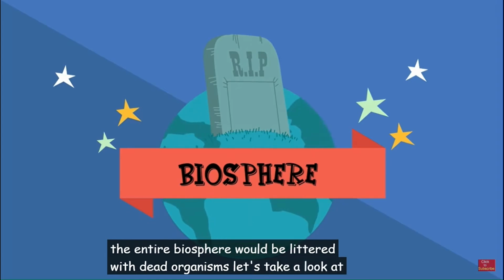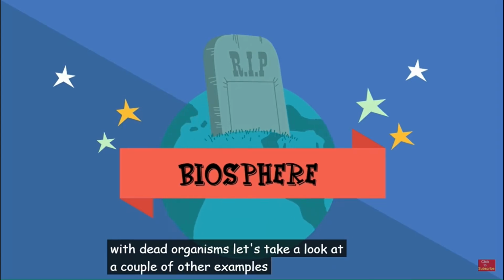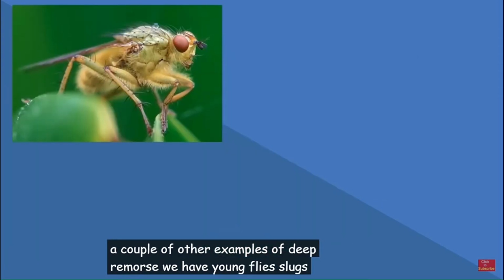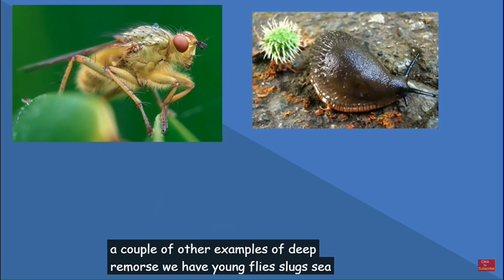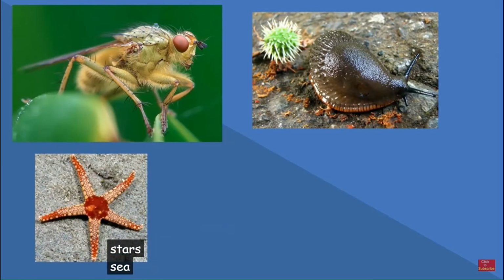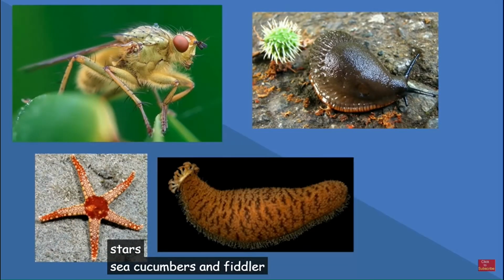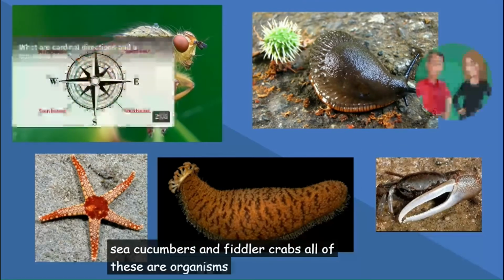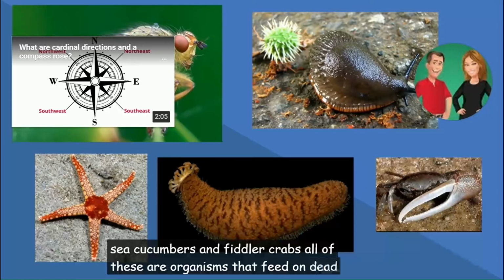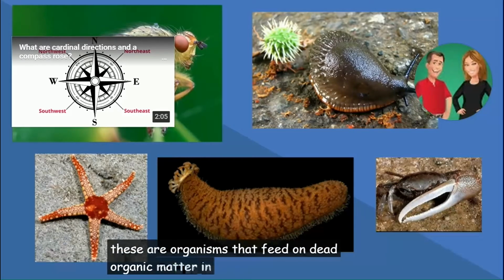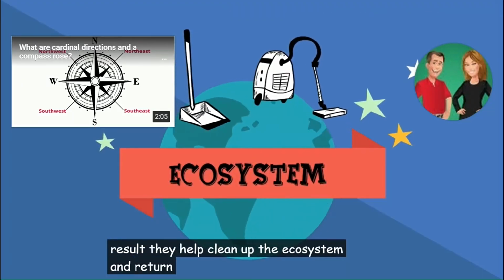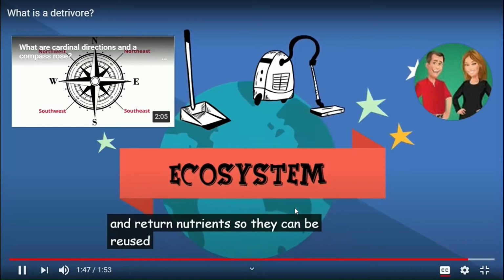Let's take a look at a couple of other examples of detritivores. We have dung flies, slugs, sea stars, sea cucumbers, and fiddler crabs. All of these are organisms that feed on dead organic matter in an ecosystem. As a result, they help clean up the ecosystem and return nutrients so they can be reused.